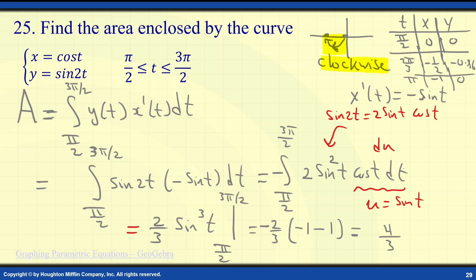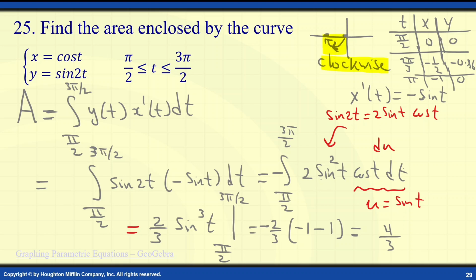Now, if I find the integration of y x prime, y is already sine 2t. X prime is negative sine of t. Dealing with sine 2t, I can always use the double angle identity. So sine 2t, I replace it with 2 sine cosine. And there's already another sine, so it would be 2 sine squared cosine of t dt. I keep the negative outside.